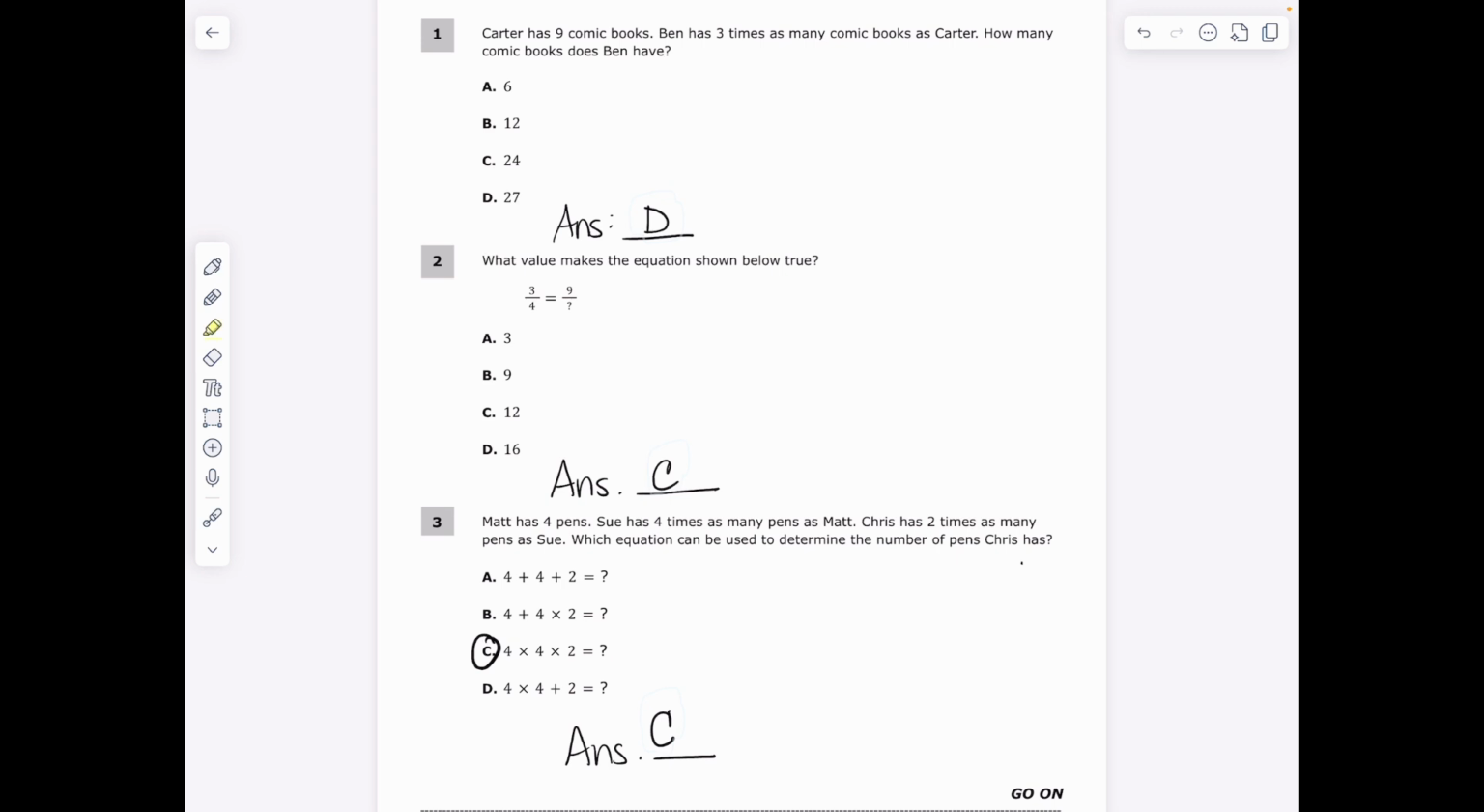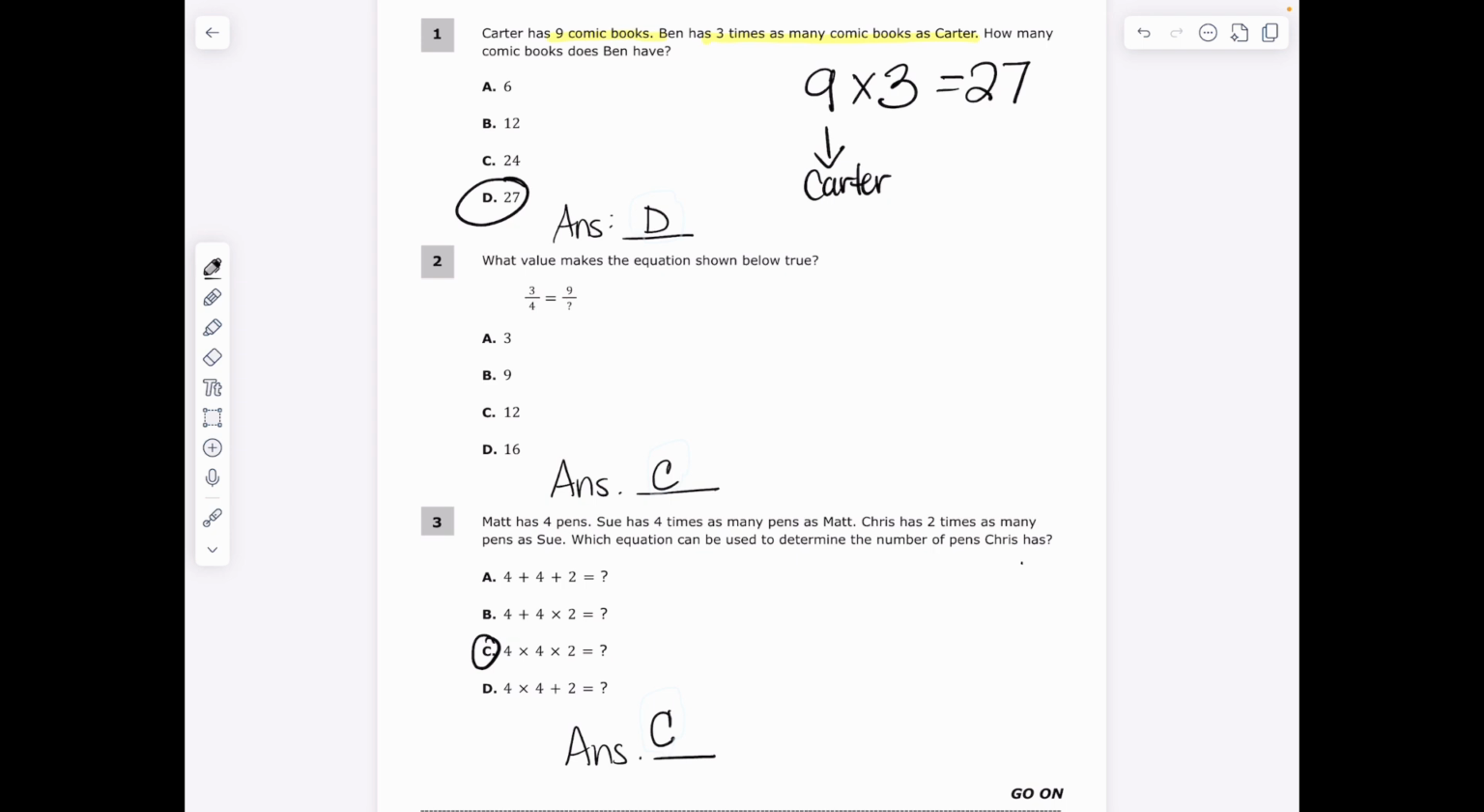All right, we'll start with the first one, number 1. Carter has 9 comic books. Ben has 3 times as many as Carter. How many comic books does Ben have? So we know what Carter has. Carter has 9, and Ben has 3 times as many. So I'm doing 9 times 3, and that's how I get 27. If you want, you could also annotate, like we know this is Carter, and we know Ben has 3 times as much as Carter. So let's go to the next one.